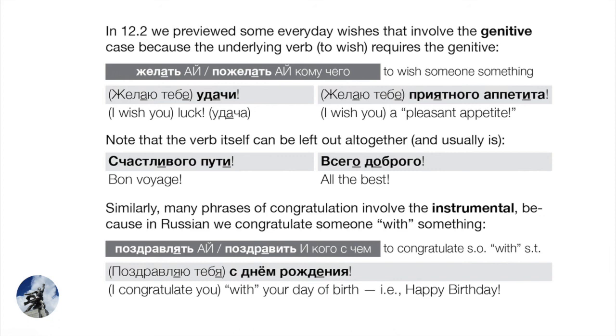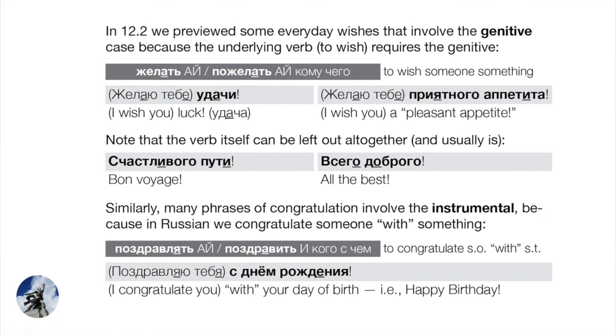For example, с днем рождения, literally with day of birth. Днем is in the instrumental. Рождение, as you might guess, is in the genitive. And we usually don't say поздравляю тебя. We can say it, but we usually would just drop it. But because it's understood, we still get this phrase с днем рождения. Поздравляю тебя с днем рождения.